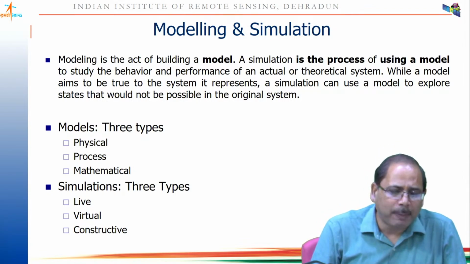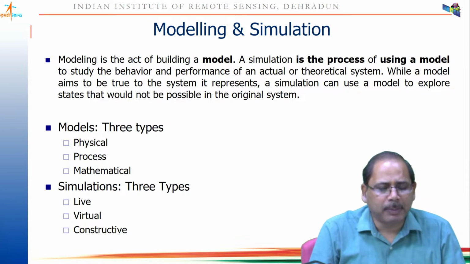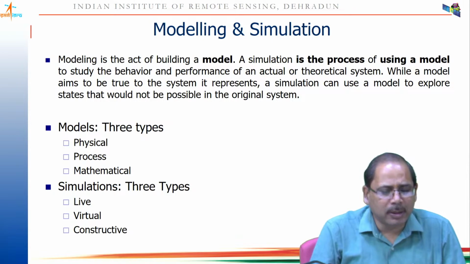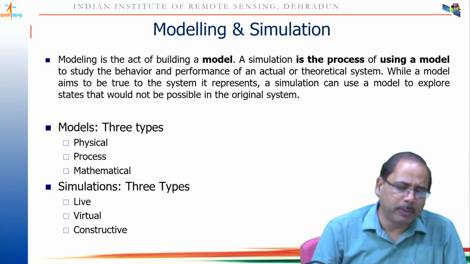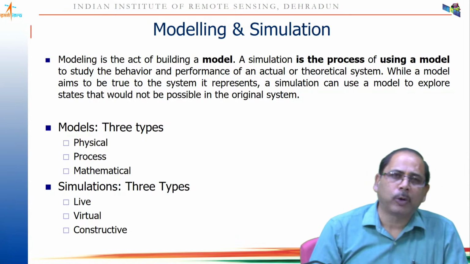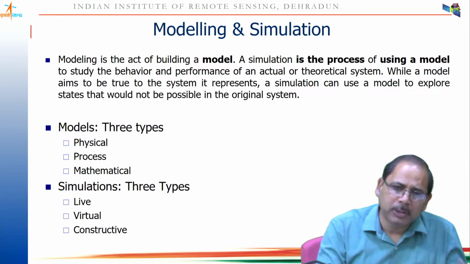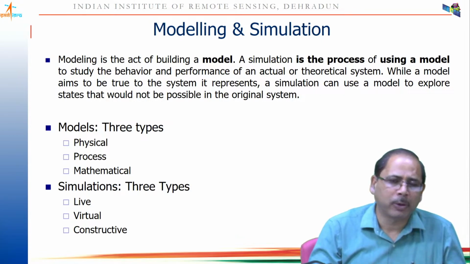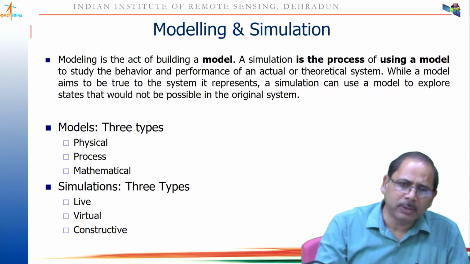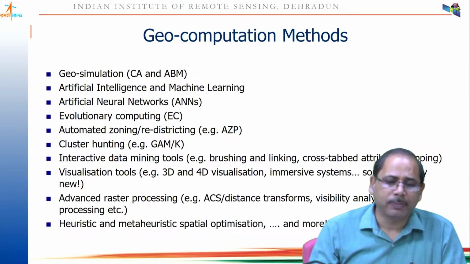Here we use three types of models: one is a physical model, then process-based models, and mathematical models. In case of simulation, we generate three types: live simulation, virtual simulation, and constructive simulation. So you have to understand that simulation can be the output of the models. We can generate the simulation output by using any specific model, maybe a physical model, process model, or mathematical model. These two terms we use when we apply any computation technique on geographical data.